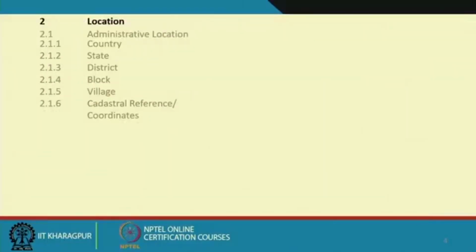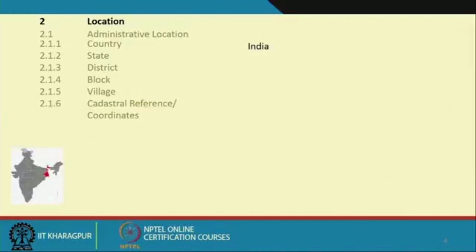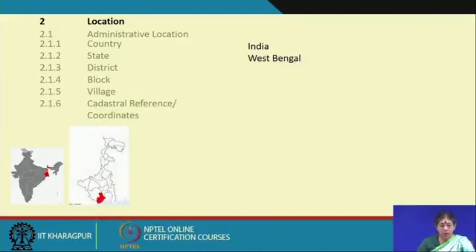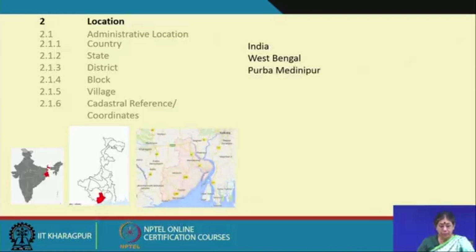The next category is the location. Under location there are various subcategories like the administrative location, country, state and others, the village where it is, the cadastral reference, the plot number, and the coordinates. In this particular case, the country is India, and it has to be done with mapping. State is West Bengal. The district is Purba Medinipur or East Midnapur. As you can see in the map, the location is shown, and the block is Pashkura block.